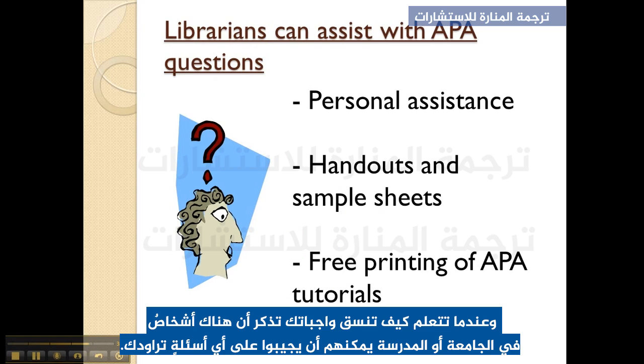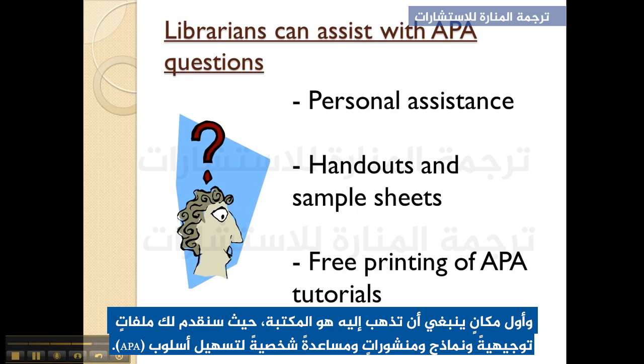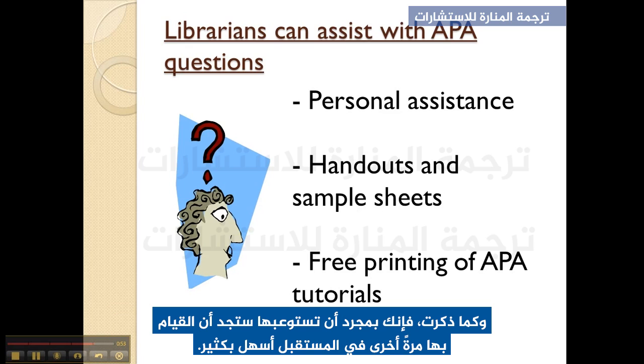As you learn how to format your assignments, remember that there are people on campus who can answer any further questions that you have. The first place you should probably go is your campus library. We will offer instructional documents, sample sheets, handouts, and personalized assistance so that APA starts to make more sense. And like I said, once you've got it down, you'll find that doing it again in the future becomes much easier.